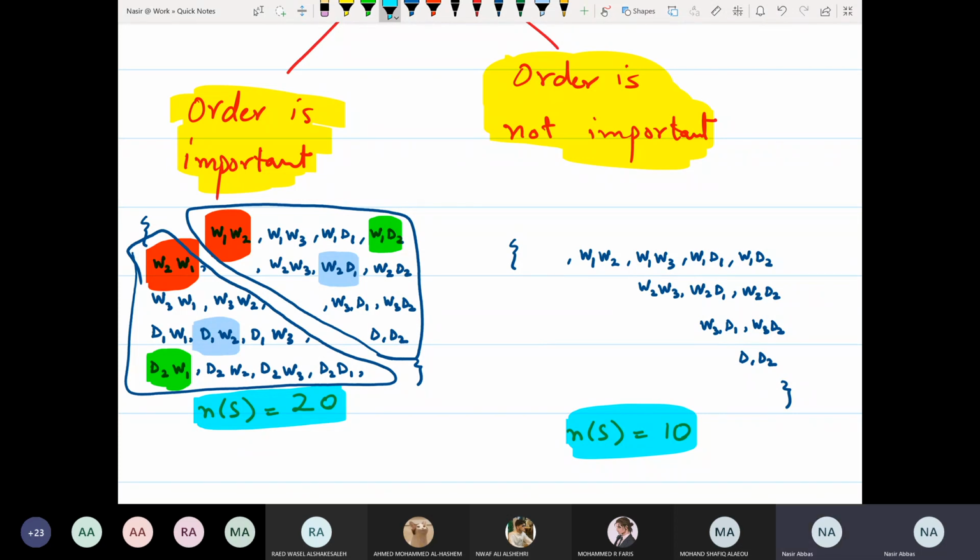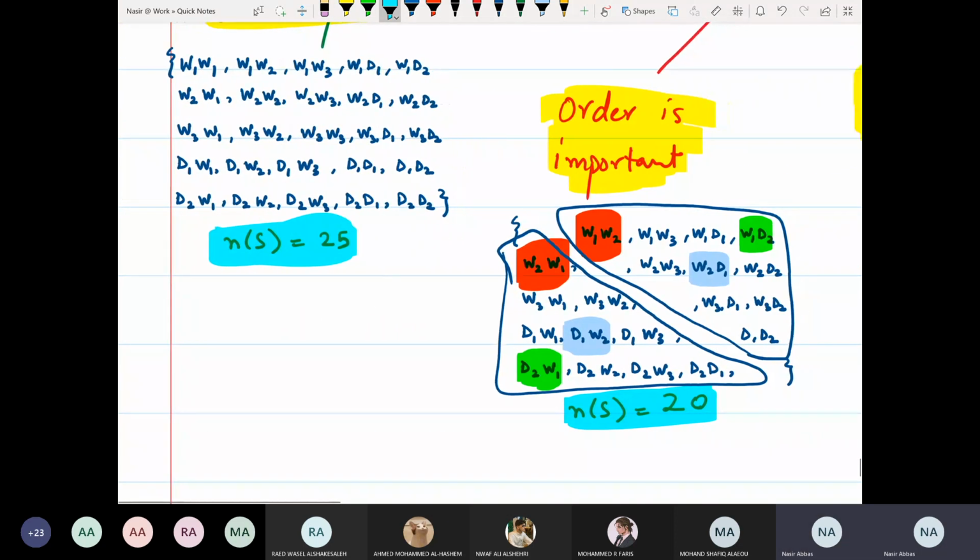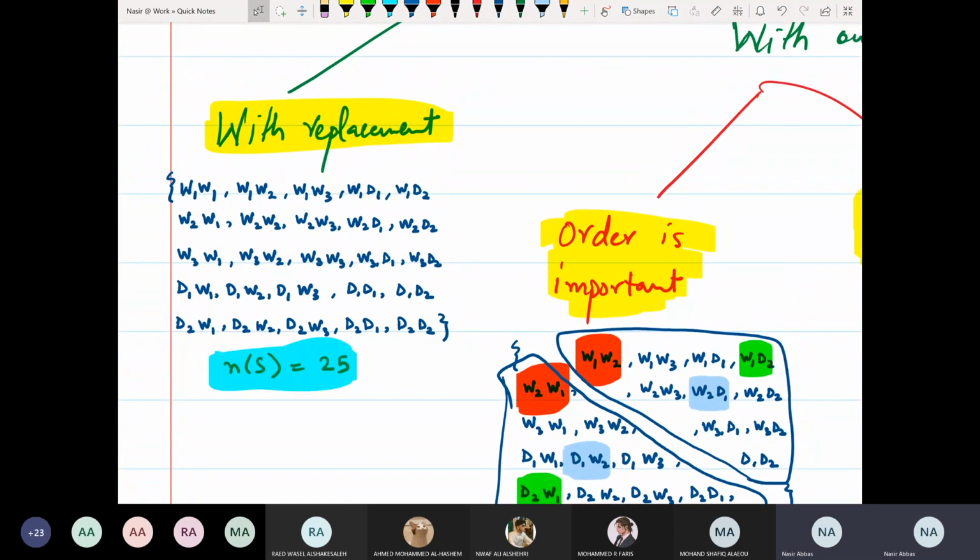Now I want you to think about a situation where I pick 3 items, not 2. What will happen? Let's go back to the first situation. When I picked 1, there were 5 outcomes. When I picked 2, there were 25 outcomes. If I pick 3, there will be 125 outcomes. If I pick 4, there will be 625 outcomes. Is it manually possible to write down those 625 outcomes in the exam? No. Of course, no.